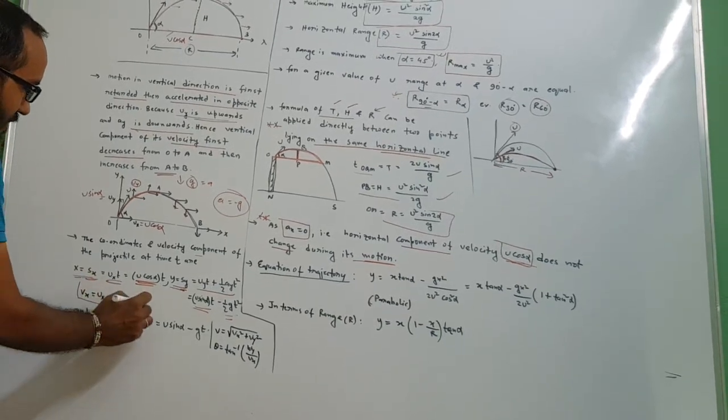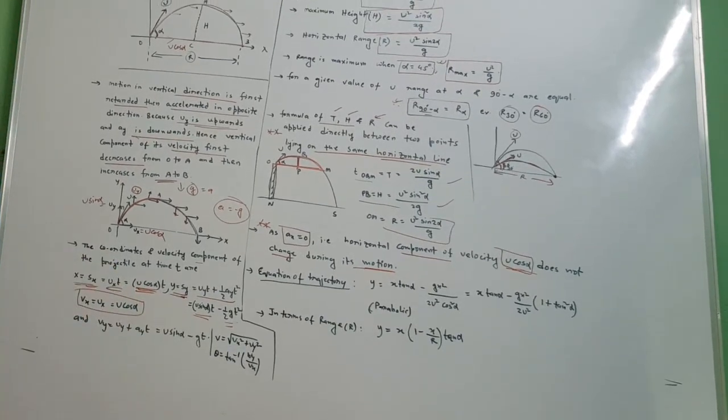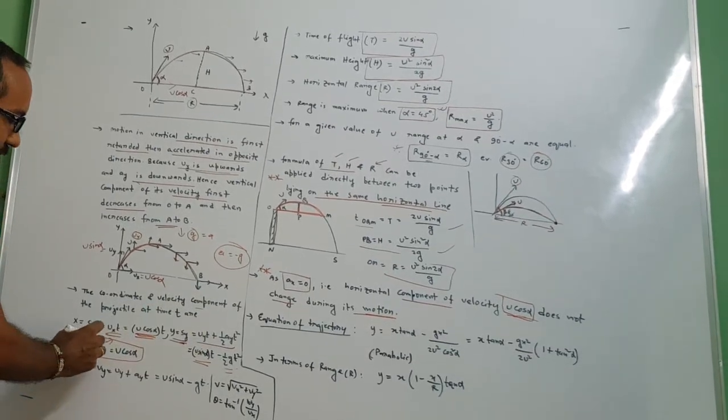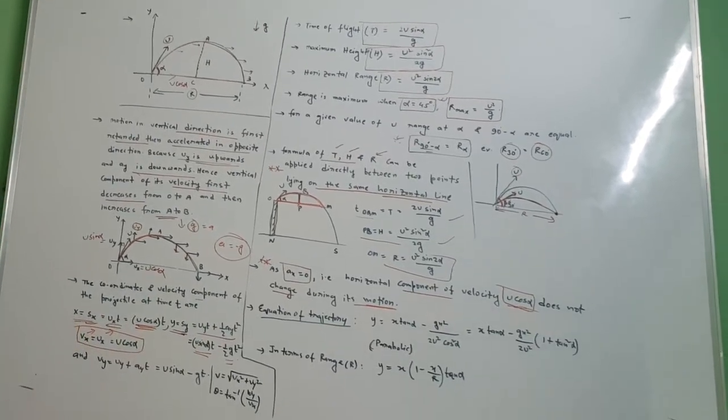Now we have already learned that the horizontal velocity component never changes. That means initial velocity in the x direction and final velocity in the x direction would be the same.